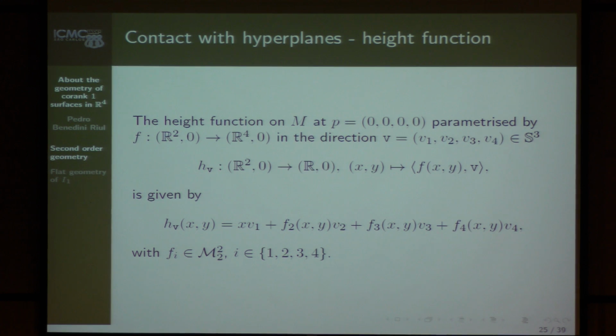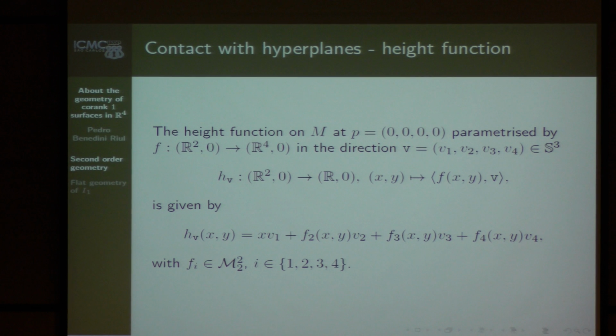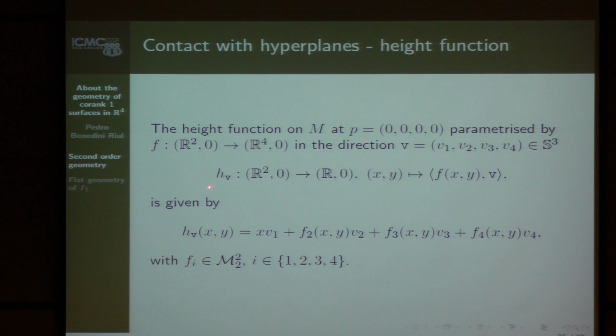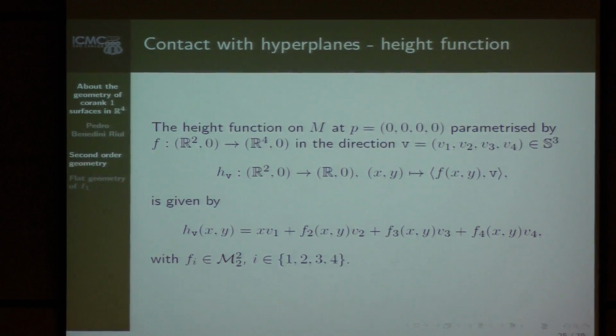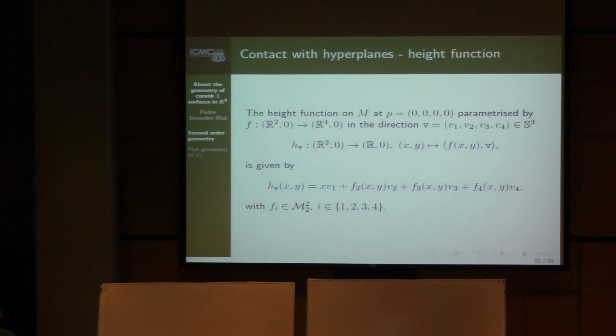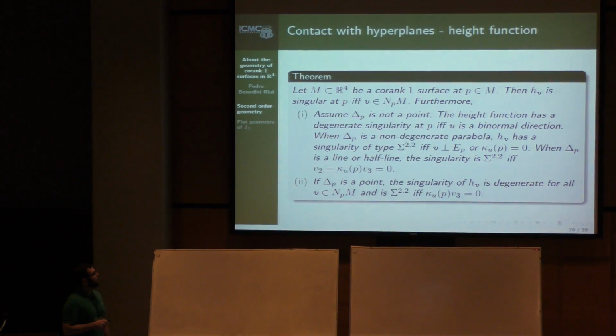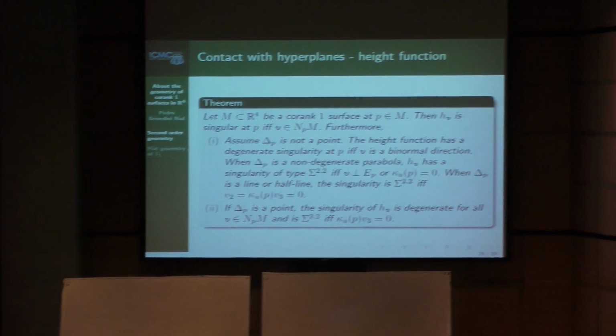Well, a powerful tool to study the geometry of a surface is to study its contact with some other model objects. In our case, we'll study the contact between our surface M at P with hyperplanes. Such contact is measured by the singularities of the height function. Here we have the height function hv, where v belongs to the unit sphere, and f is a local parameterization of M at P.